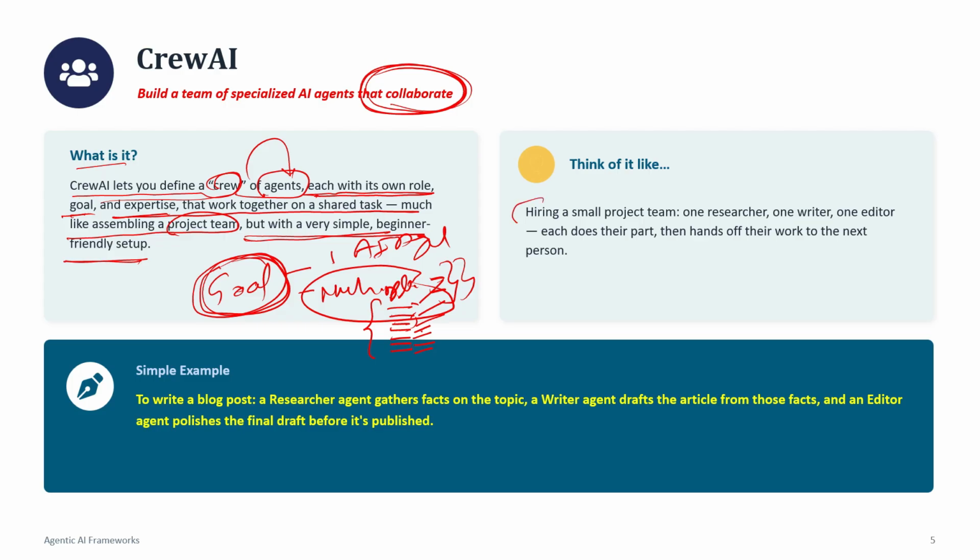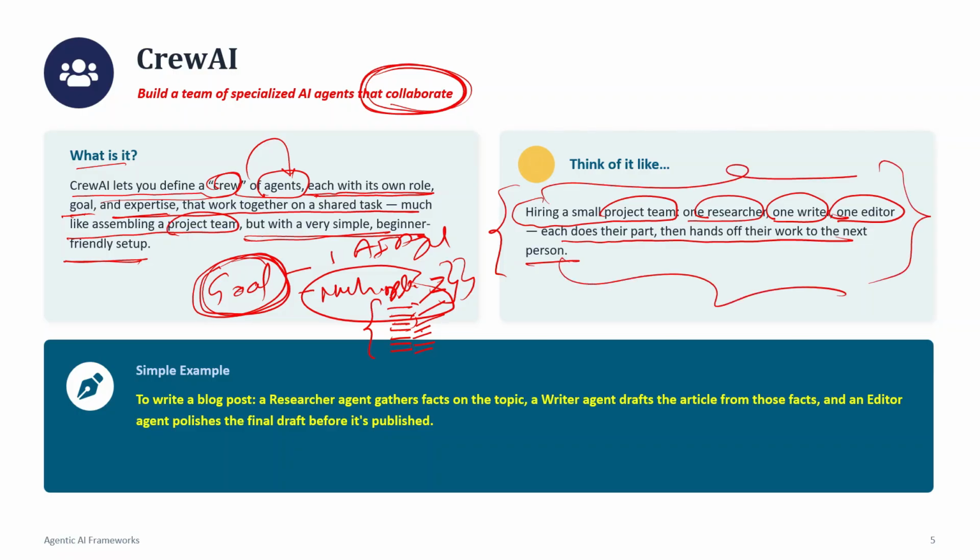So think of it like hiring a small project team: one researcher, one writer, one editor. Each does their own part, then hands off their work to the next person, right? So they have a dependency on each other. Maybe they are working independently on some task, but at the end you need to give the result back to the client as a single result, right? So they are interacting with each other, but as independent agents, they have their own expertise and are working on their specific tasks, right?